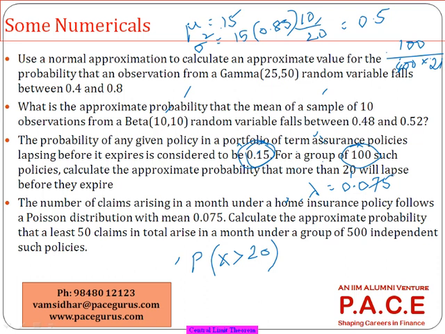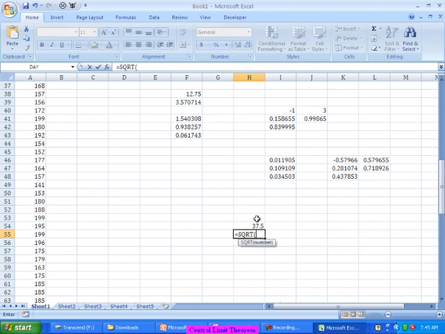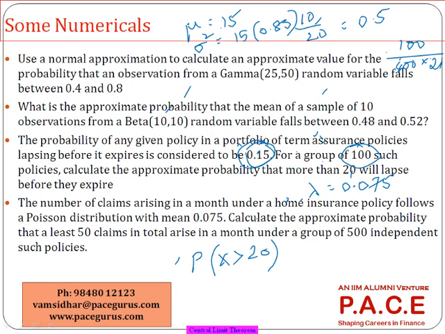So per policy we are talking of 0.075. For 500 policies, my lambda is direct multiplication: 500 into 0.075. For 500 policies, my lambda is 37.5. So mean is also 37.5, and variance is also 37.5. I take the square root of this, and the standard deviation is 6.12. Now I have to find out at least 50 claims.